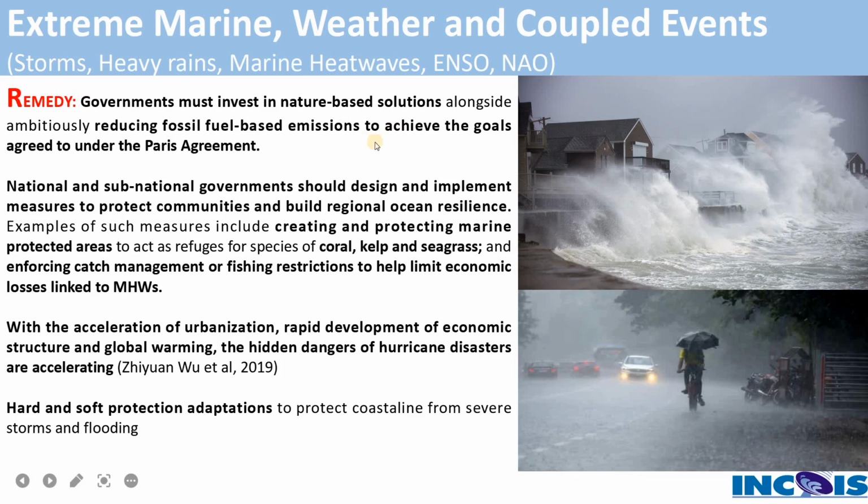So what remedial measures do we have to take during these extreme events? Of course, governments must invest in nature-based solutions alongside reducing fossil fuel-based emissions to achieve the goals set according to the Paris Agreement. National and subnational governments should design and implement measures to protect communities and build regional ocean resilience programs. We have to establish marine protected areas for species such as coral, kelp, and seagrass, because these protect our coastline from extreme events, right?